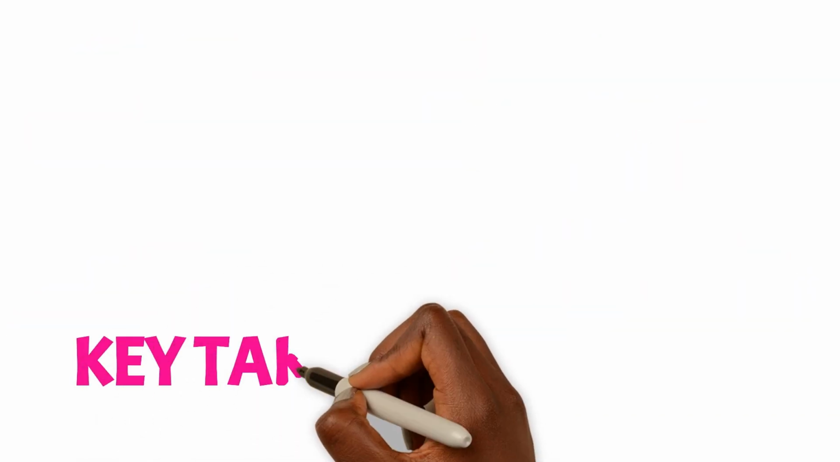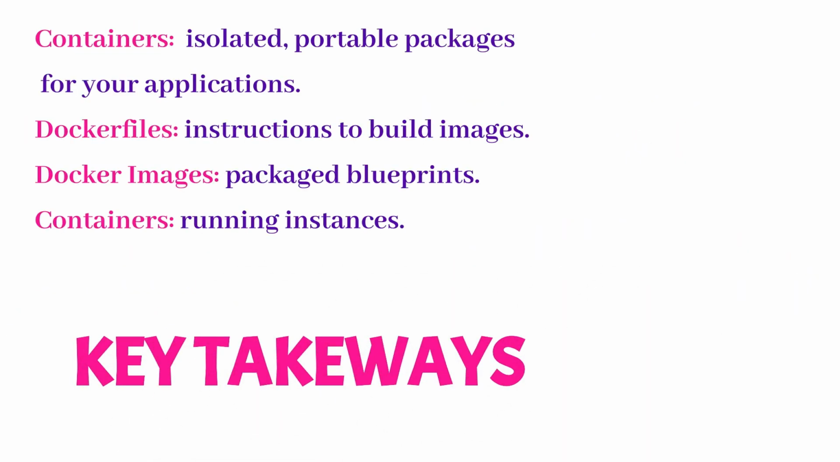We've come to the end of the lesson portion of Day 1. The main takeaways for today are: containers are isolated, portable packages for your applications. Dockerfiles are the instructions to build images. Docker images are the package blueprints. And Docker containers are the running instances of the Docker images.